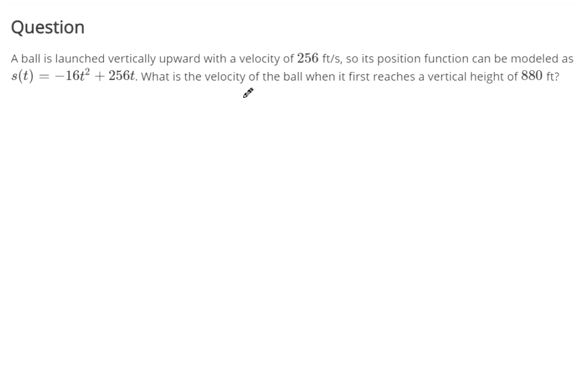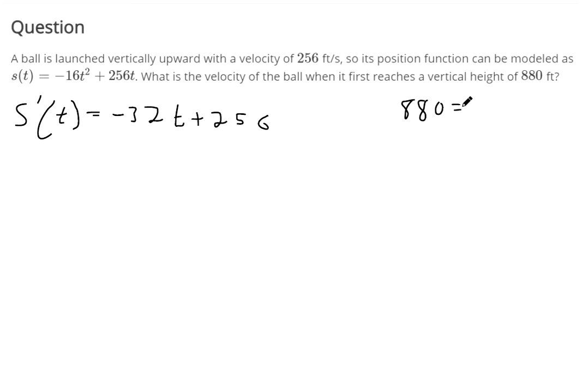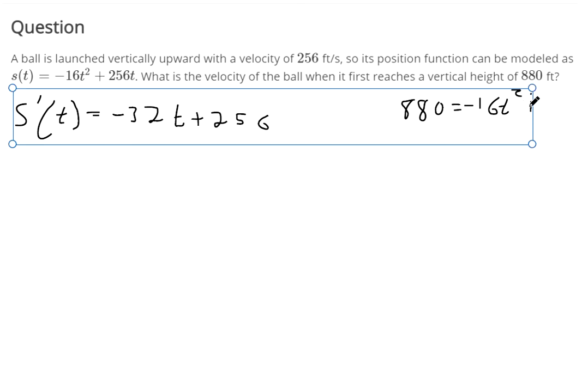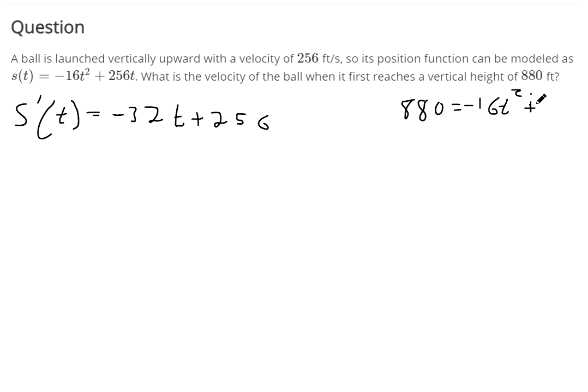This question is asking me about velocity, so I know I need to take a derivative of the positional function. And they want the velocity of the ball when it first reaches a vertical height of 880 feet. Oh wait, sorry, t is time. s of t tells us the height of the ball. We need to plug 880 in for s of t so we can find the time when it's reached 880 feet. And another good thing to keep in mind is that it'll reach that height twice, right?